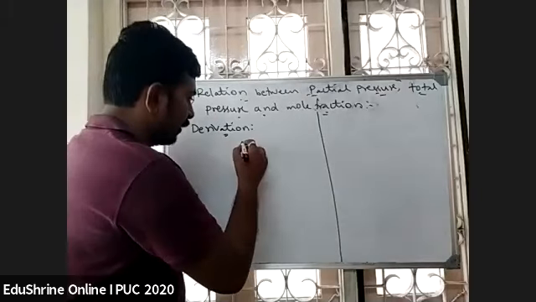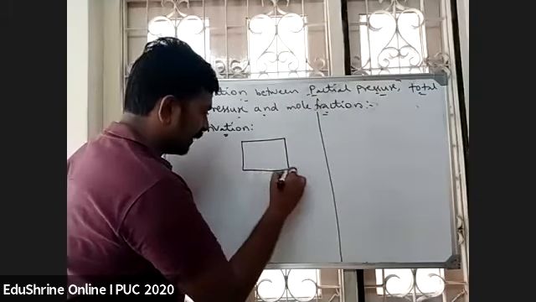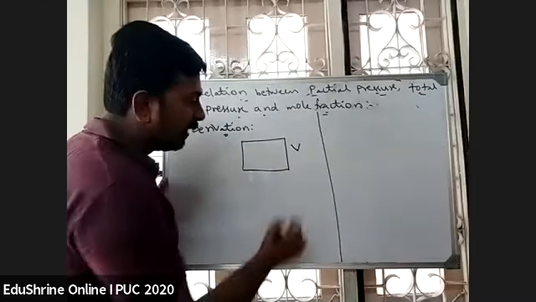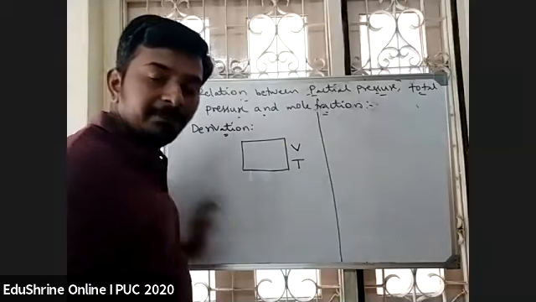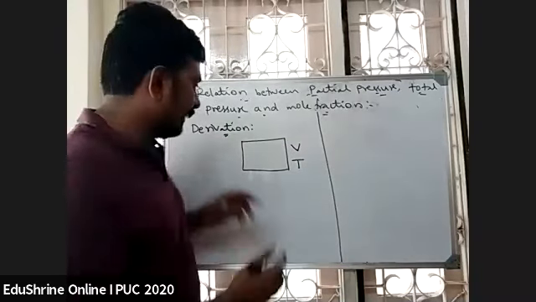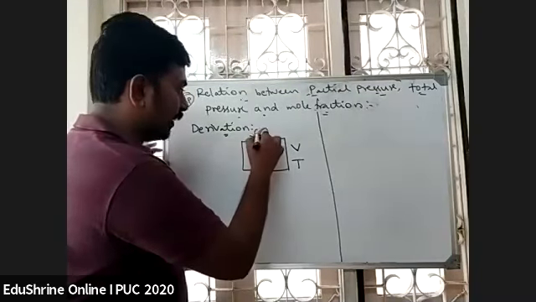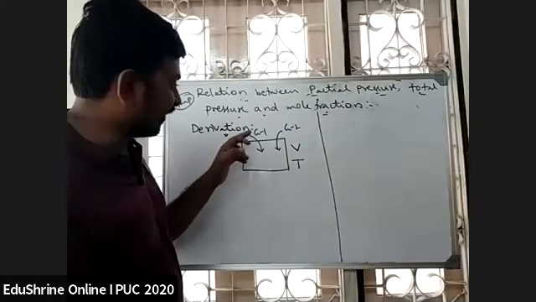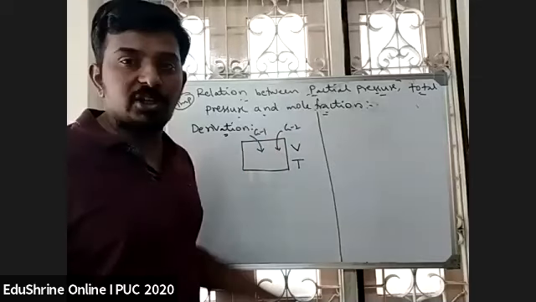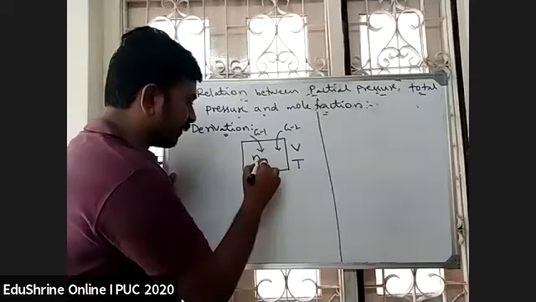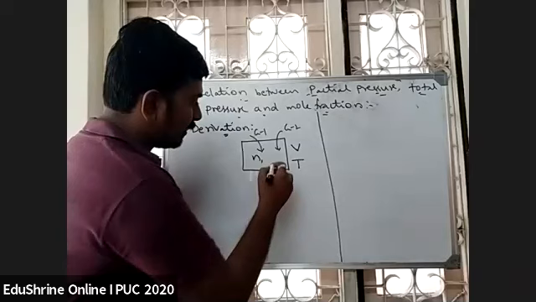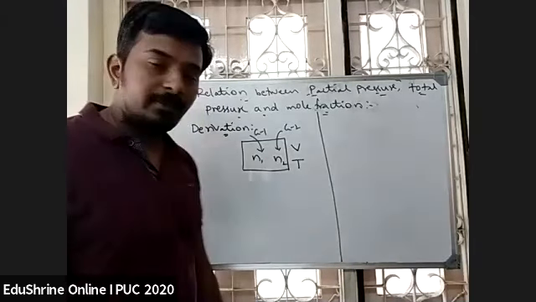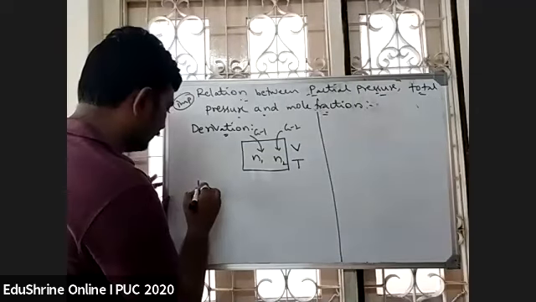See here. So I am having a container, students. Let the volume of the container be V and the temperature at which it is kept is capital T. Now I am passing 2 gases into this. First gas is G1, other gas is G2. Let the number of moles of first gas be N1 and the number of moles of second gas be N2.